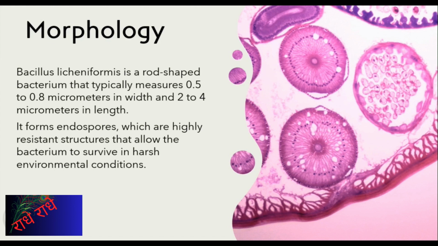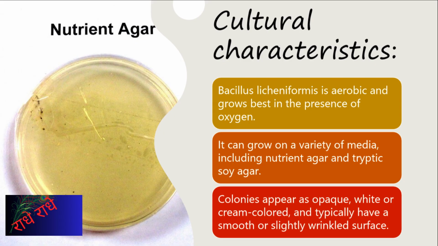Endospores, a highly resistant structure, are formed, allowing it to endure in difficult environmental conditions. A close-up of purple cells further allows us to observe this phenomenon more clearly. It is interesting to note that this bacterium is aerobic and prefers the presence of oxygen for growth. It is also versatile in terms of the media it can grow on, including nutrient agar and tryptic soy agar. The colonies of this bacterium are typically opaque, white or cream-colored, and have a smooth or slightly wrinkled surface.